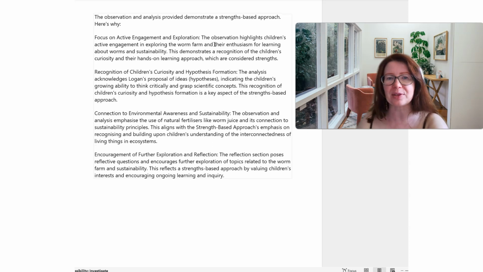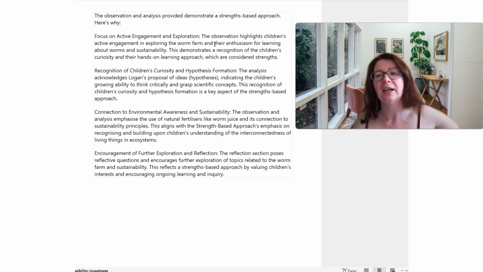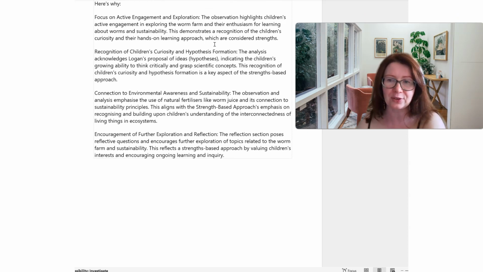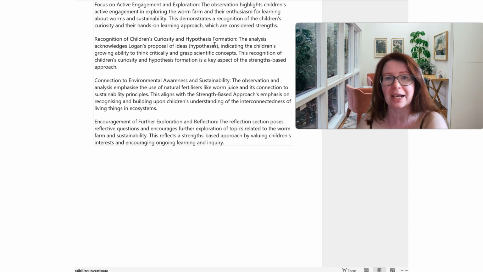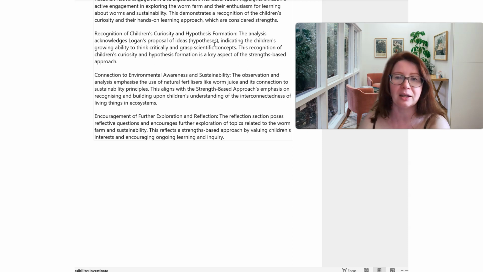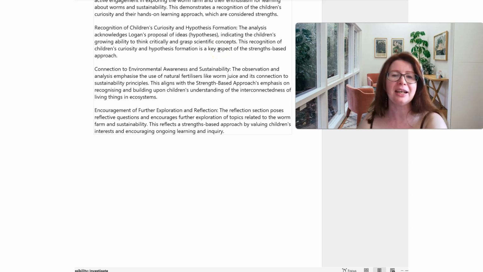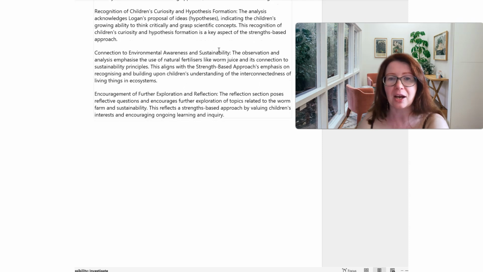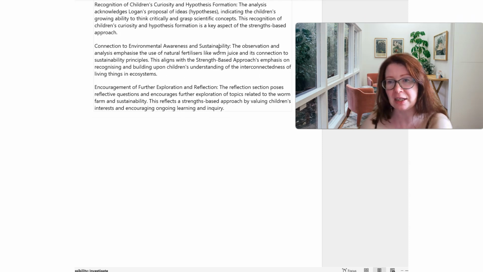So if we think about this observation and analysis, it is providing us with evidence of the strengths-based approach. And here is why. I focused on the active engagement and exploration of children. So children actively exploring the worm farm, and also they were reading a book before. So you can see this transition between, let's say, a book reading experience and a hands-on experience. So I also recognize children's curiosity as a disposition and hands-on learning approach, and considered children's strengths. For example, Logan proposed some ideas, so he's obviously able to share his ideas with the group.